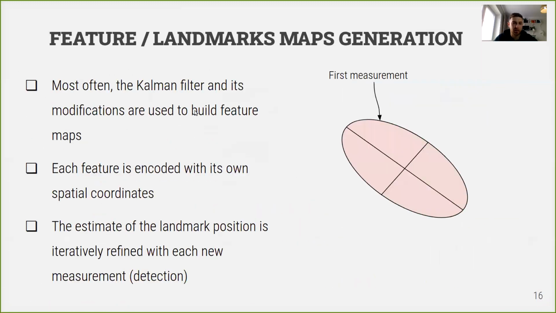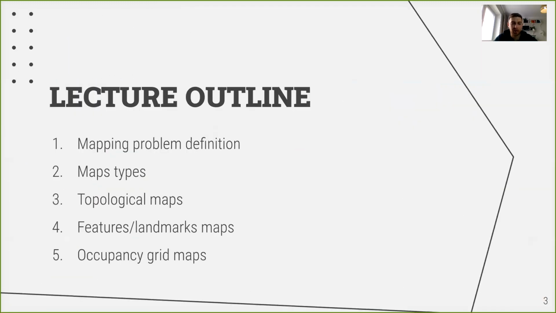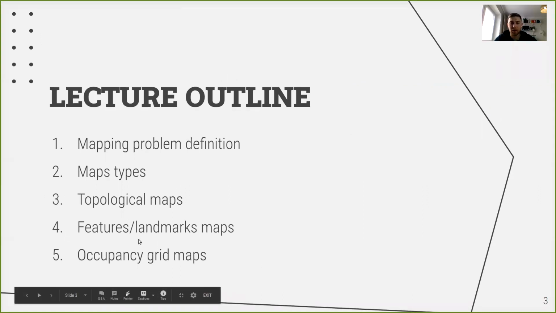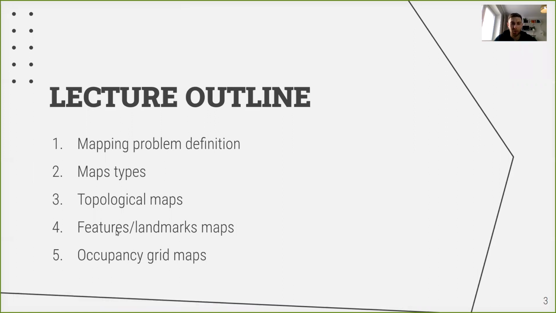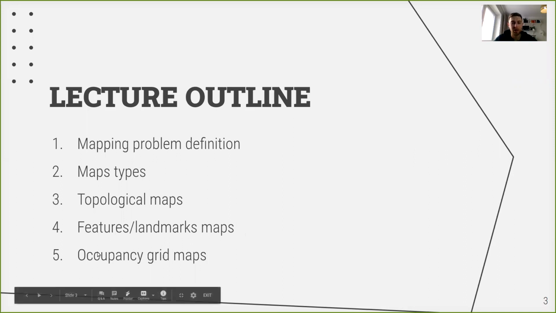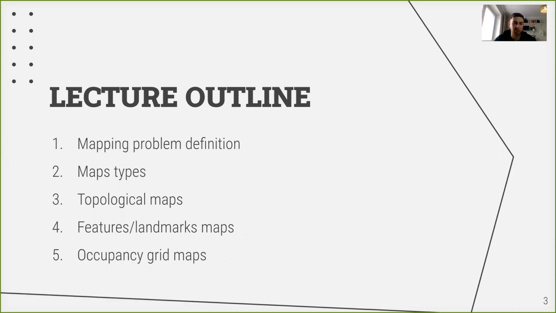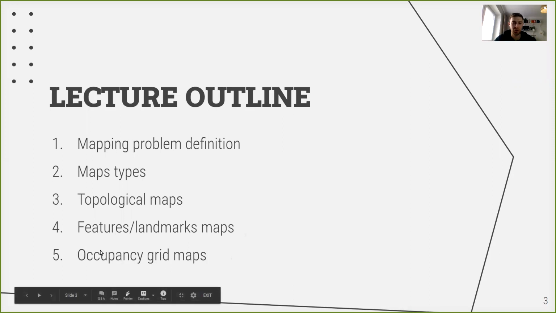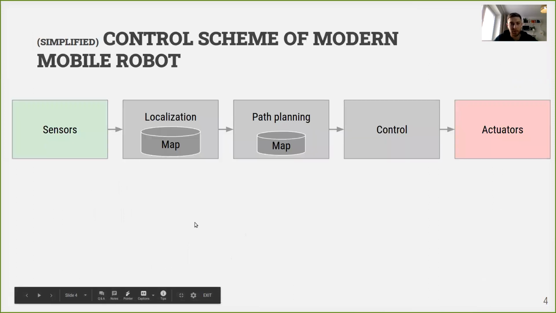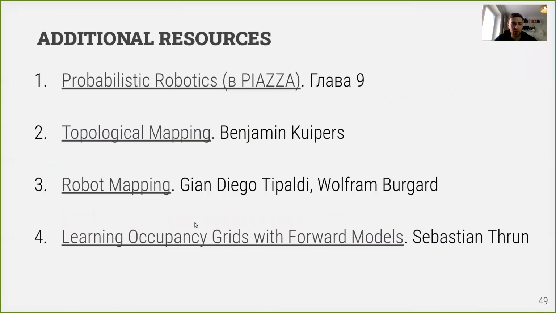But I hope that you've got the main points, that mapping is also probabilistic because we have measurement noises. There are three approaches to build maps: topological maps, feature landmark maps, and occupancy grid maps. Occupancy grid maps is the most popular technique, and there are many algorithms to get this type of maps. The most important ones are mapping with inverse measurement model and mapping with forward measurement model. So that's kind of it for this lecture.